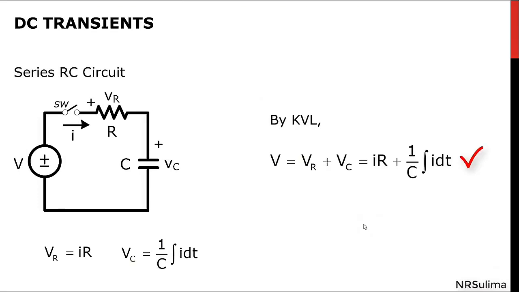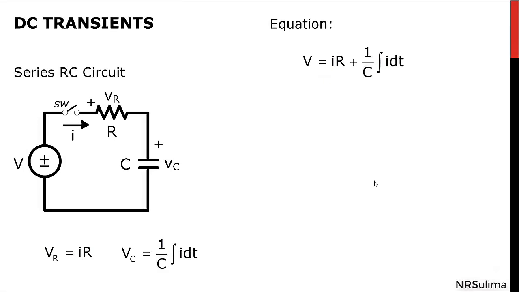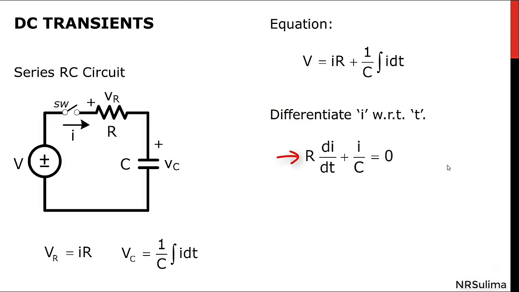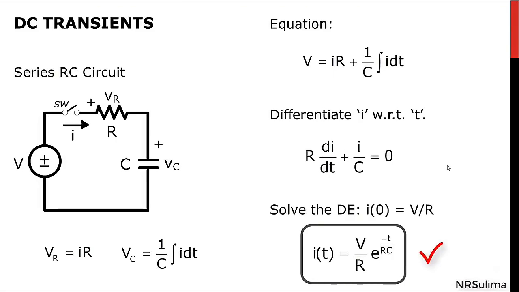After we rewrite this equation, if we differentiate with respect to time, it will lead us to a more specific equation in the form of R di over dt plus I over C equivalent to 0. And from this linear differential equation of the first order, we find the particular solution of the current, which is equal to V over R exponential negative t over RC, whose initial condition is given by the voltage supplied V over the resistance R.